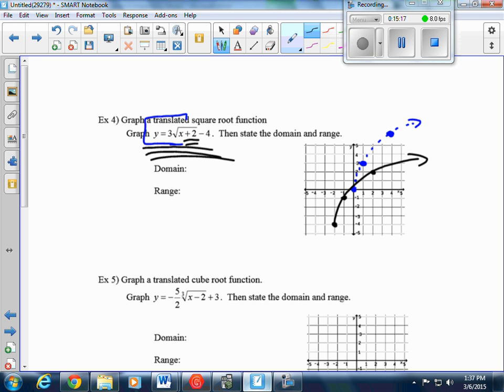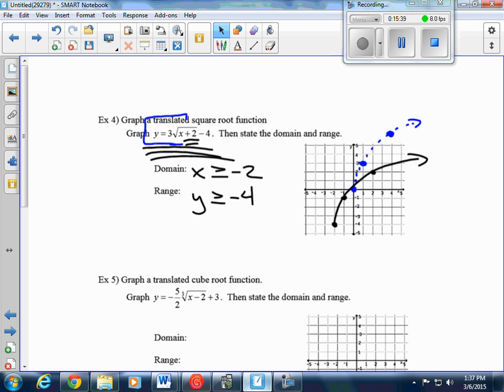And if we look at the domain, the smallest value of x is going to be -2, so x is going to be greater than or equal to -2. The smallest value for y is -4, so y is going to be greater than or equal to -4. So there's our domain and range. The black function is the graph of that square root function.